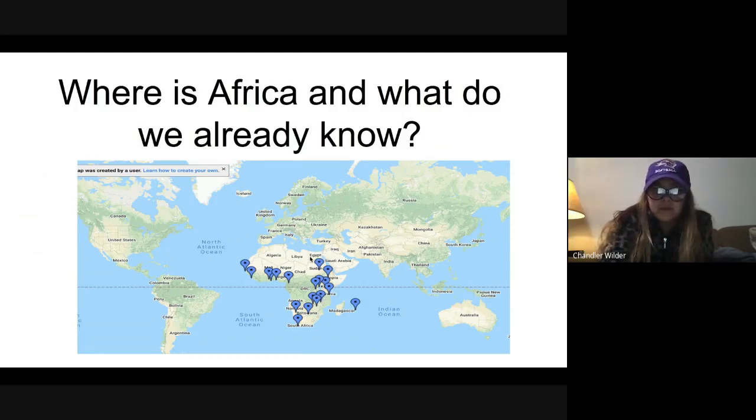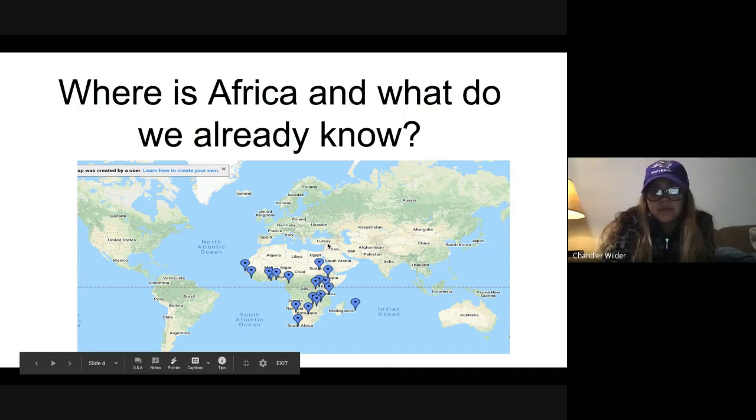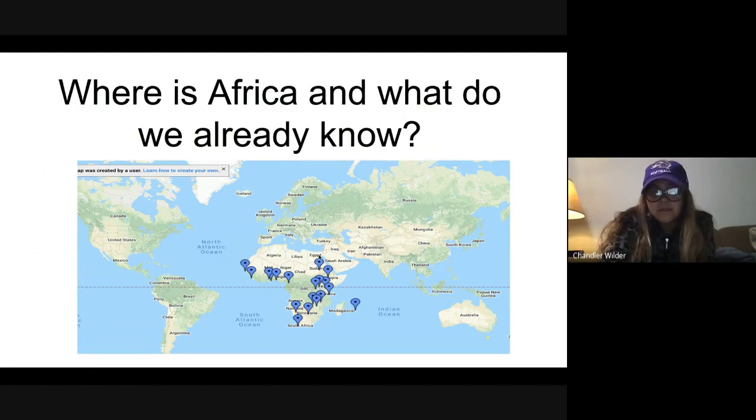Egypt. There it is, right here. Do we see that? It's in the northern part of Africa. And what else should we notice? It's not in Sub-Saharan Africa, right? Then it's the Sahara Desert. Okay.